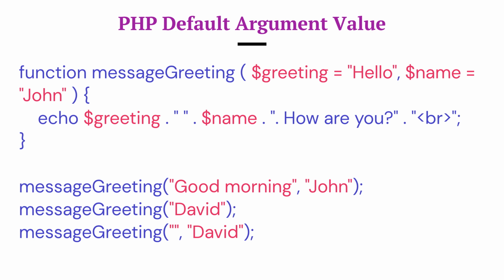How are you? In the third call, we passed an empty string as the first parameter and David as the second parameter. These values are received in the successive parameters of the original function and the message prints, David. How are you? From these second and third calls, we have to understand that we need to call function carefully.